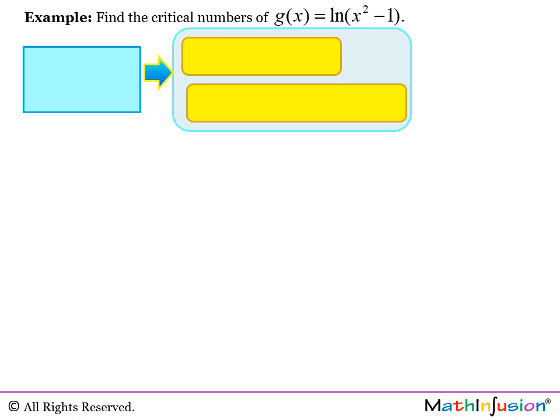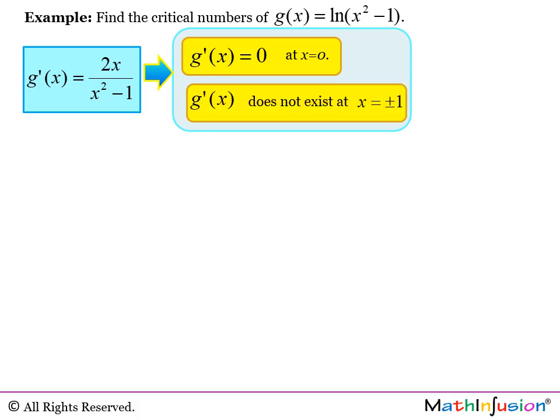Let's find the critical number of ln of x to the power of 2 minus 1. First we will differentiate. Then you can observe that this can be 0 where x equals 0. But you can also observe that the derivative is undefined at x equals plus minus 1 because then the denominator is 0. But we are not done yet.